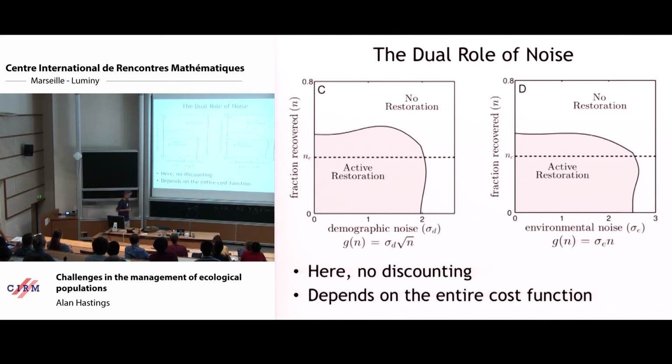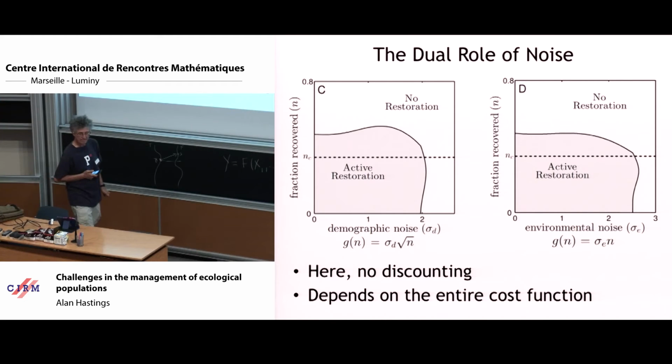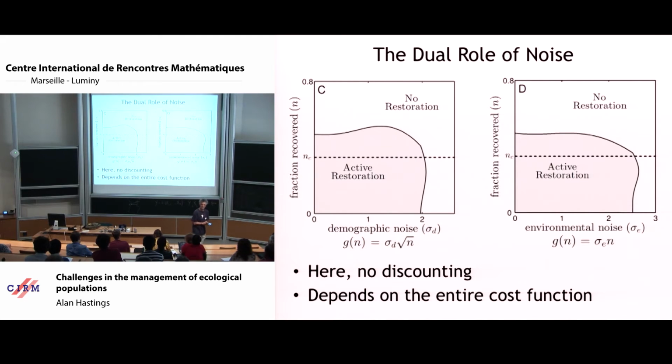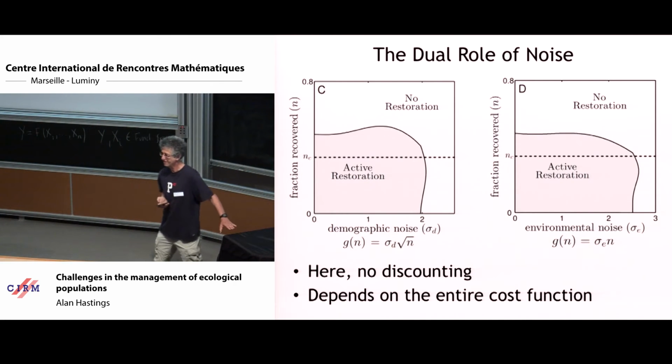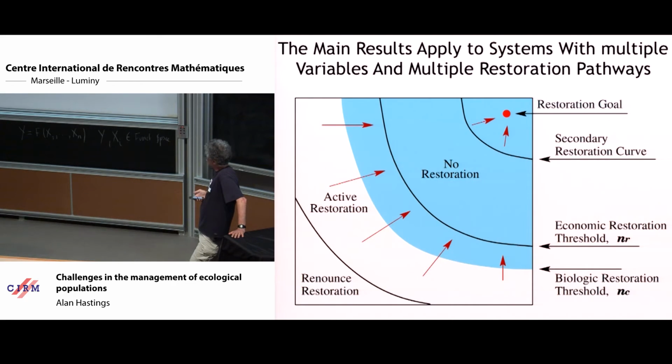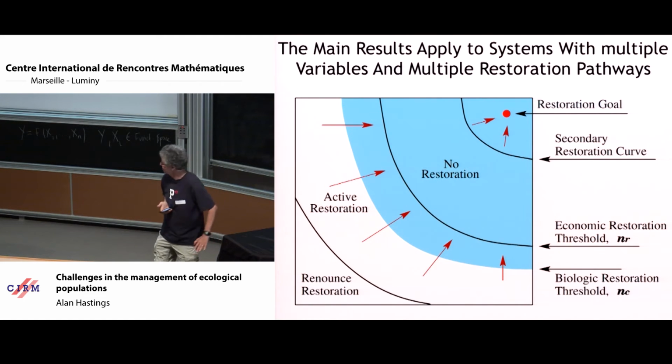So stochasticity, and again this fits in with the theme in a slightly different way, where earlier this week we heard someone talking about how if something was stochastic, in some sense it uncovers more of the dynamics. Therefore, you see more of it. Well, here, if it's stochastic, even the threshold depends on all the dynamics and the entire cost function, and not just that simple ratio. And so, more generally, they applied to systems with multiple variables and multiple restoration pathways, and we're working out some of the details of this a little bit more carefully.